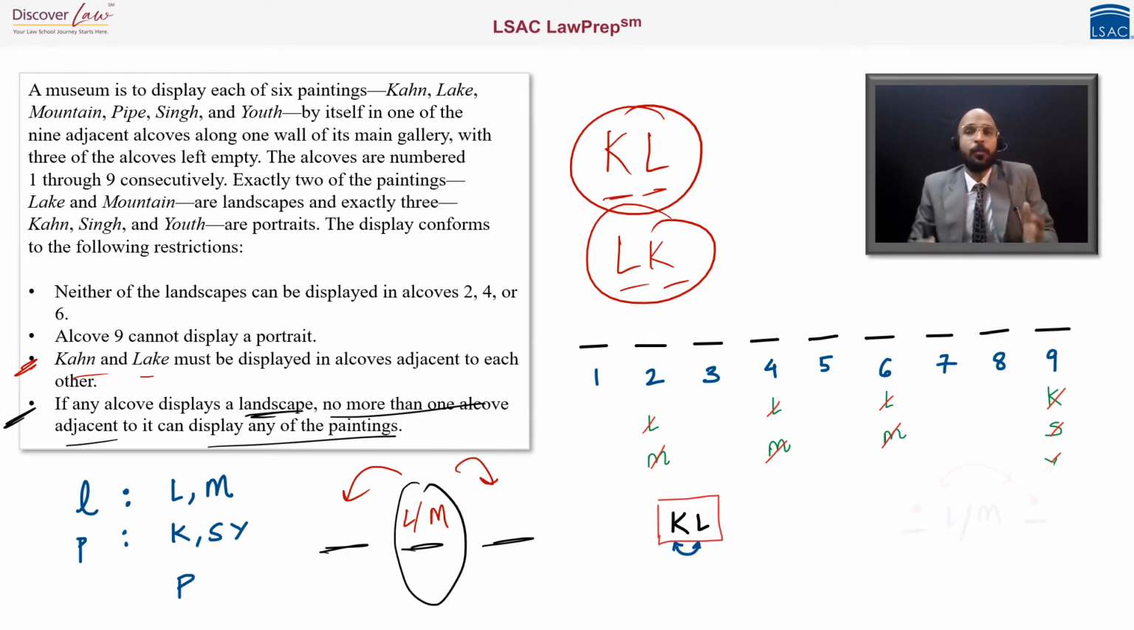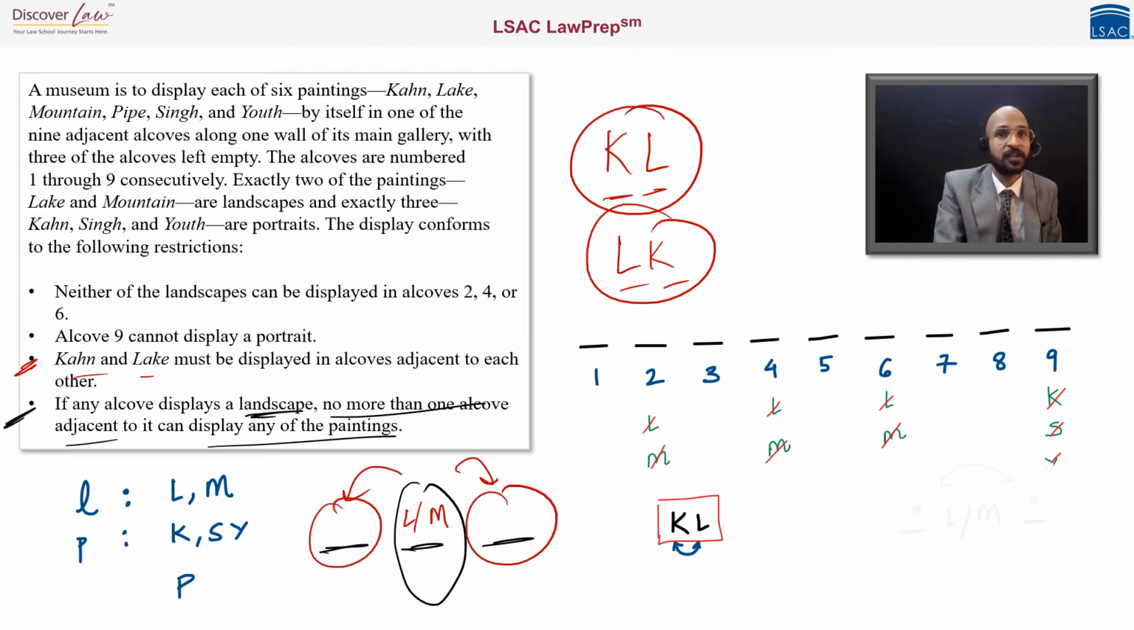paintings. Now, how many positions are there adjacent to something? There are only two positions. So no more than one means you cannot have two positions that are occupied adjacent to a landscape. Remember, there were three positions that were vacant. Now here's something you're knowing about the things that are going to be vacant. It says that at least one of these has to be vacant because it says no more than one can display, which means either both of these can be vacant or one of these can be vacant, but in no situation can you have something on both sides.